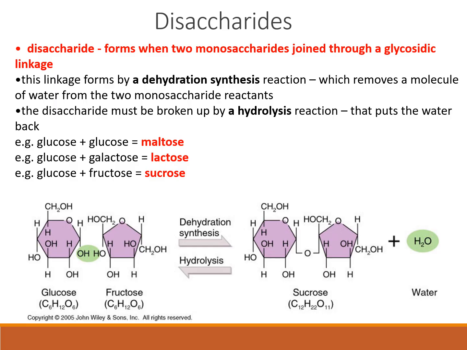If these two monosaccharides are glucose, you have formed maltose. If you take glucose and link it together with galactose, you have lactose. If you take glucose and link it together with fructose, you have sucrose. These are three very commonly found disaccharides in cells, including human cells. I imagine there are other disaccharides that are linked by putting different monosaccharides together, but these are the ones that we are going to concentrate on.